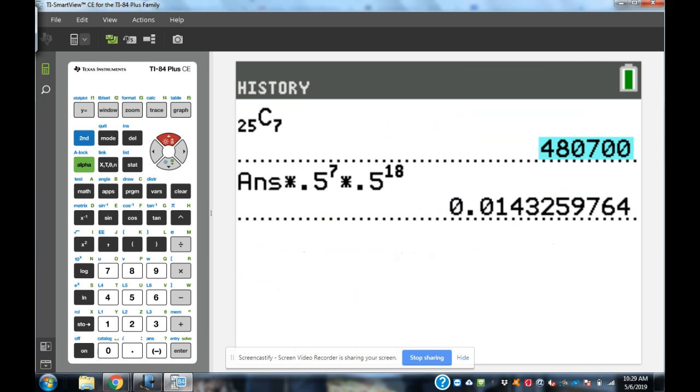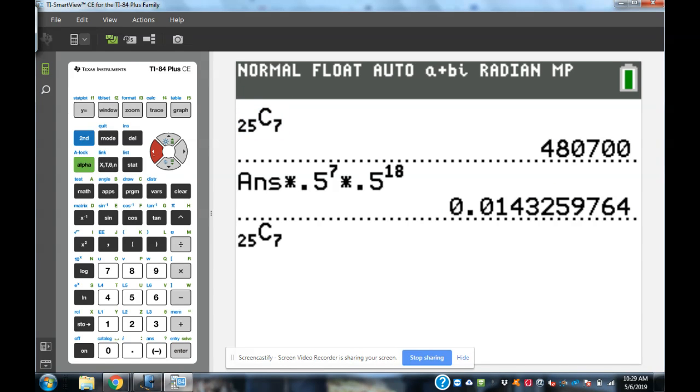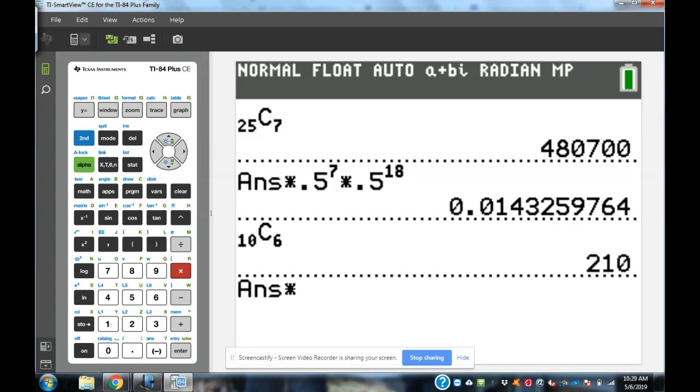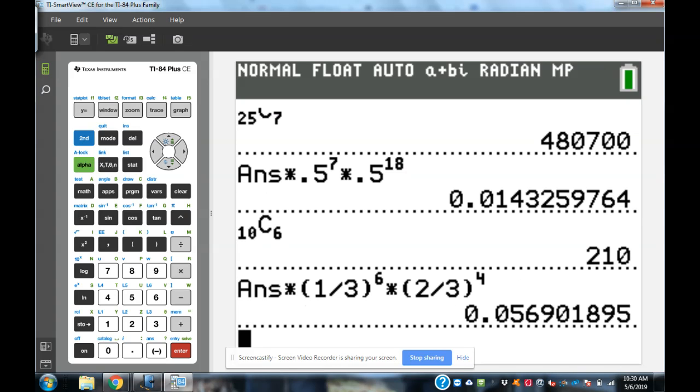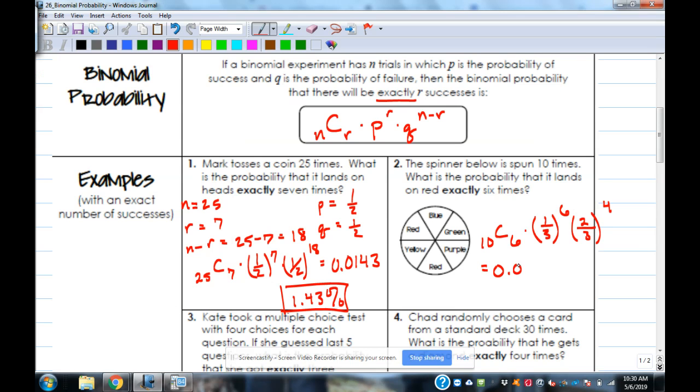So I'm just going to go up here and grab that and change the numbers. 10 combination 6 times 1/3, and I'm going to use parentheses and the fraction 1/3. Don't use 0.3 because that's not the same thing. Okay. Raised to the 6th power times 2/3 raised to the 4th power. 0.0569. 5.69%. Probability of doing that. So be careful on that.